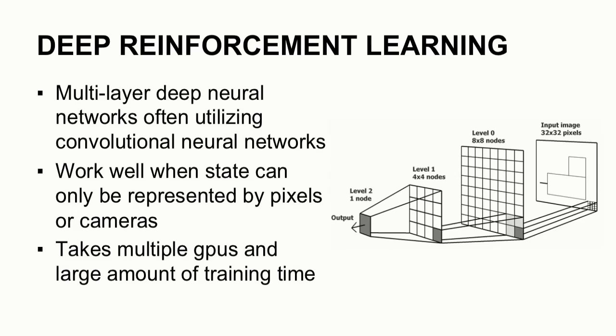In order to solve complex Atari games more efficiently without any pre-processing of the pixels, techniques such as convolutional neural networks are added to help better represent the pixels from a game. These methods require powerful GPUs and large amounts of training time.